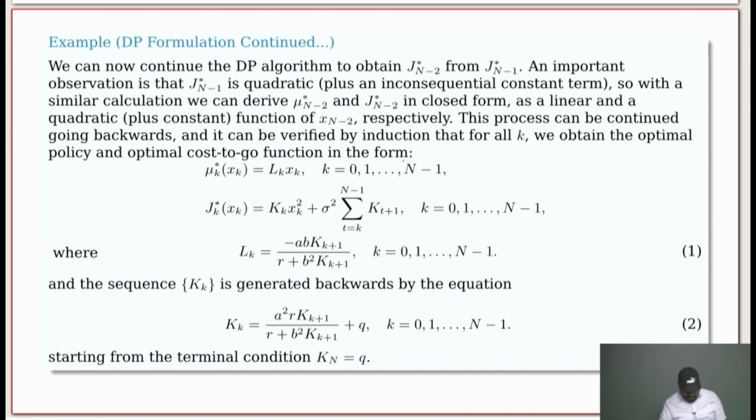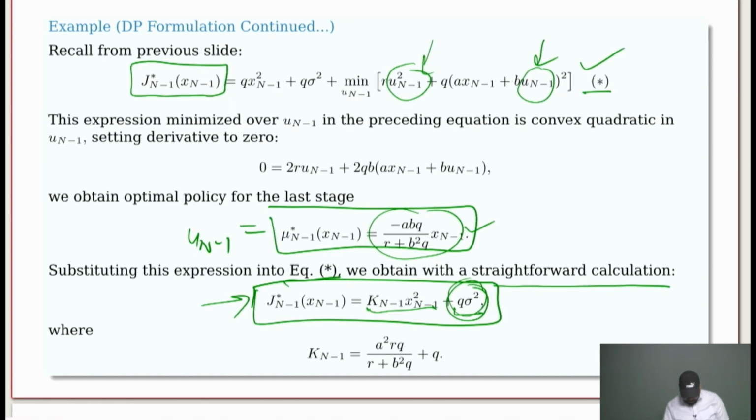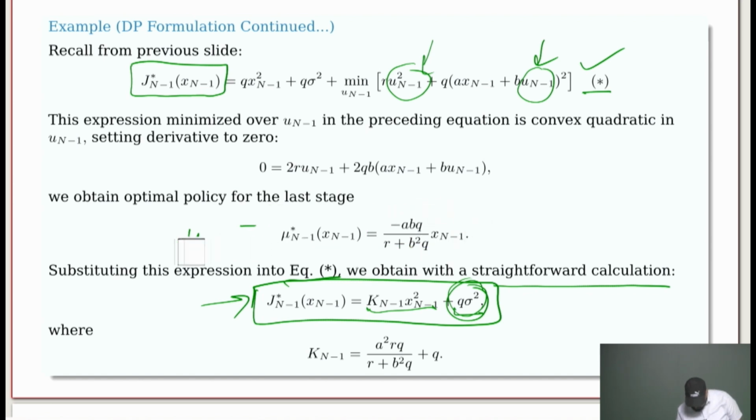Now how was the optimal policy at n minus 1? Let us look at that. This is how the policy looks at n minus 1, which is of this form. So how is the policy dependent on the state? It is of the form L times xn minus 1, where you can take L as this constant. So the policy is linear in xn minus 1 with this L, and the cost is quadratic.